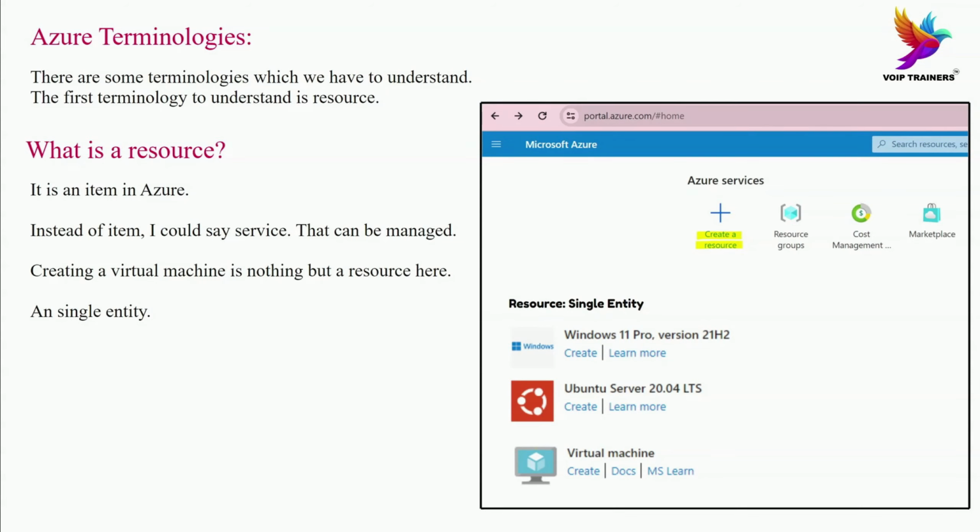There are some terminologies which we need to understand. The first terminology is resource. What is a resource? You can say it's an item in Azure. Instead of item, you can say it's a service that can be managed. Creating a virtual machine, either Windows or Ubuntu, we can call this a resource. It's a single entity.